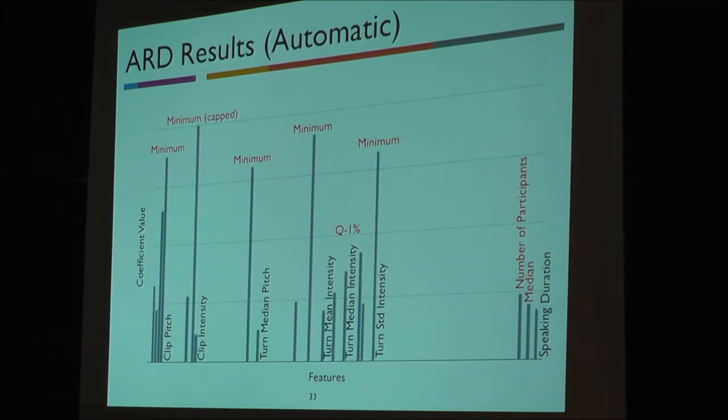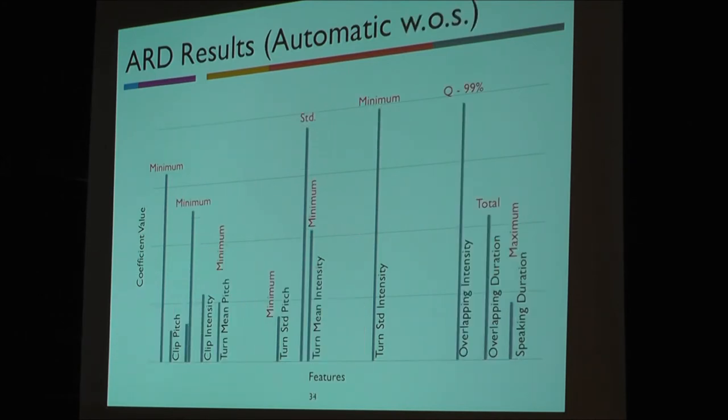Minimum of the standard deviation of intensity, and so on. And you see that there is a kind of empty here, simply because in the automatic version, there are a number of features you cannot extract. In particular, those that have to do with speaker adjacency, you cannot extract them because at that point you don't know anymore what is the role played by the speaker.